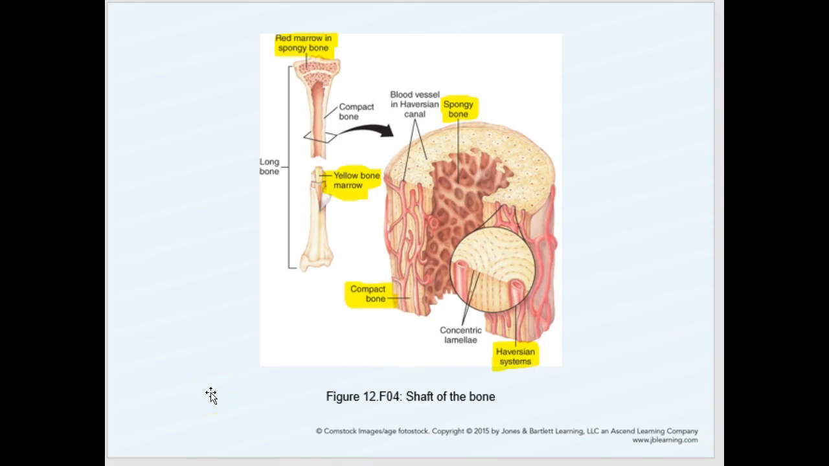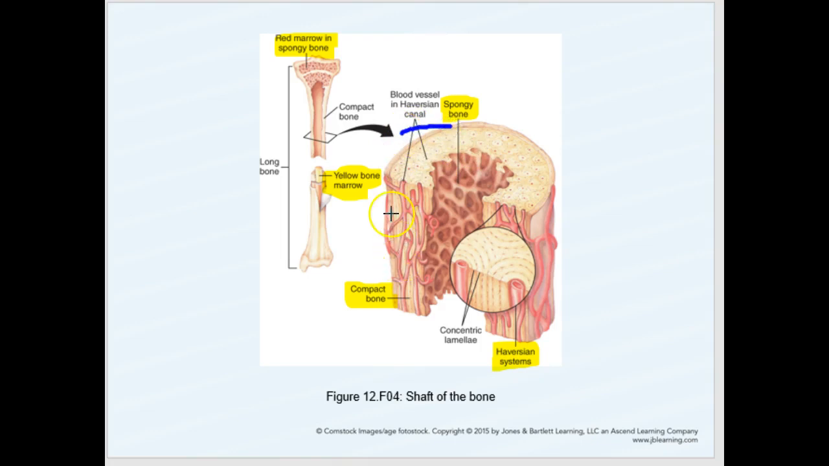Now, looking inside, we've got the blood vessels, which we spoke about. You could know that the blood vessels travel through these Haversian canals.